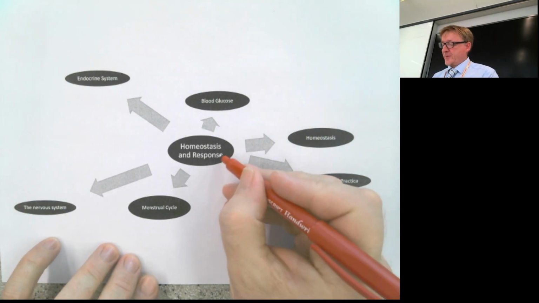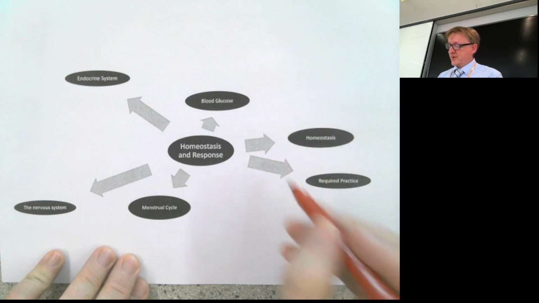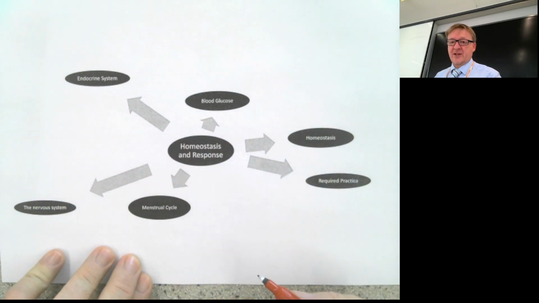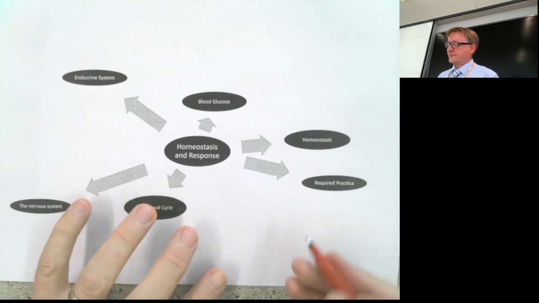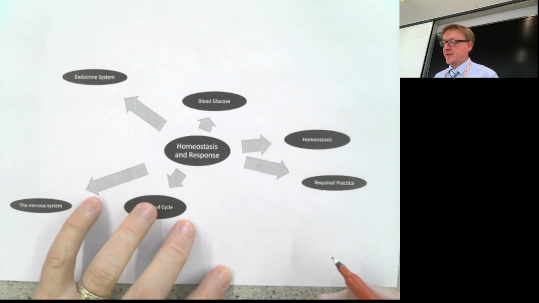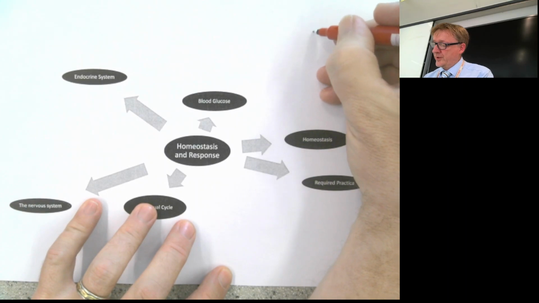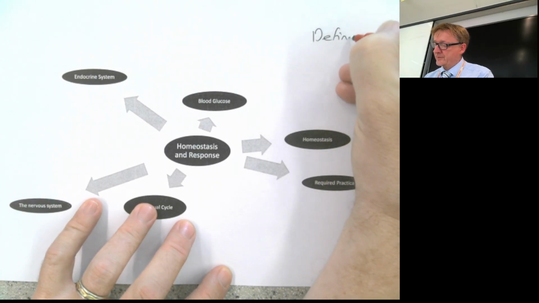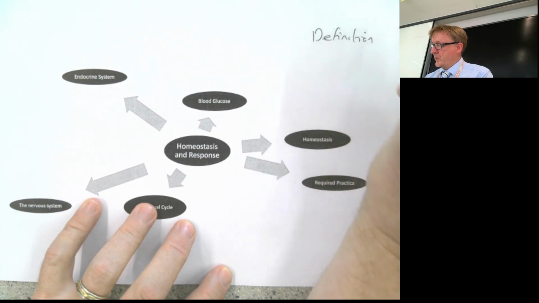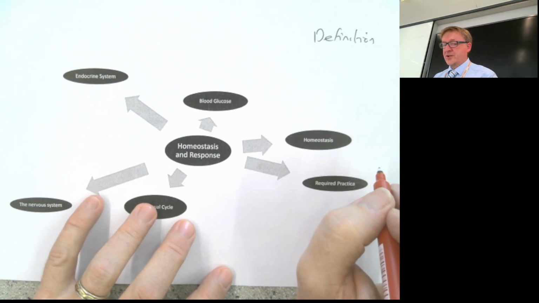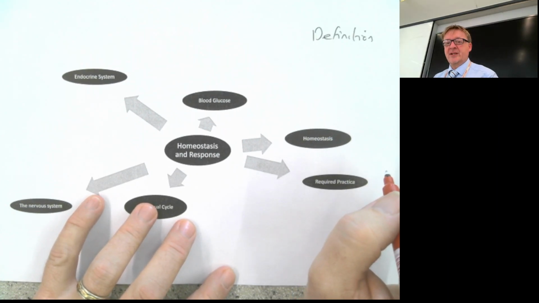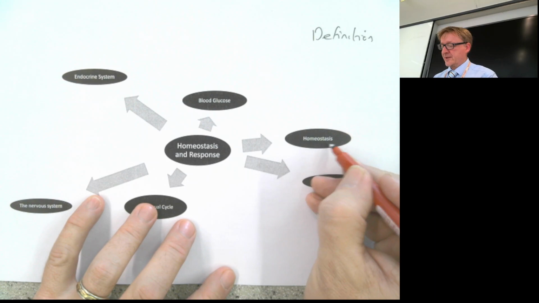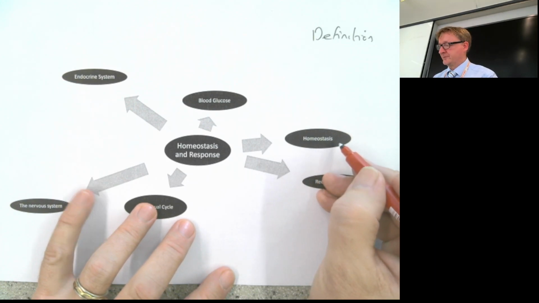Homeostasis and response. Again, there's 6 sections around the outside of it, however each one has got a fair bit of information to do with it. Starting off with homeostasis itself, what you need to have is a definition. What that really is, it's regulation of the internal conditions. It's keeping everything the same. Stasis means kind of keep everything the same.